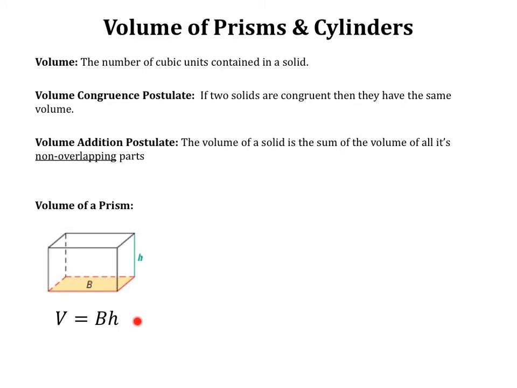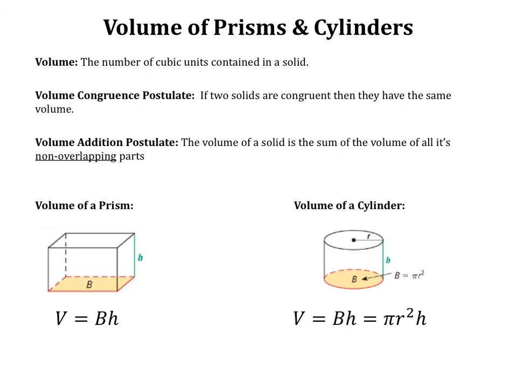The first one is volume of a prism. Volume equals big B times height, where just like in surface area, big B stands for the area of the base. So volume equals big B times height, area of the base times height. And then volume of a cylinder, just like for a prism, volume equals big B times height, but we can go ahead and plug in because we know that big B is going to be pi r squared because it's a circle. So my volume of a cylinder is pi r squared times height.